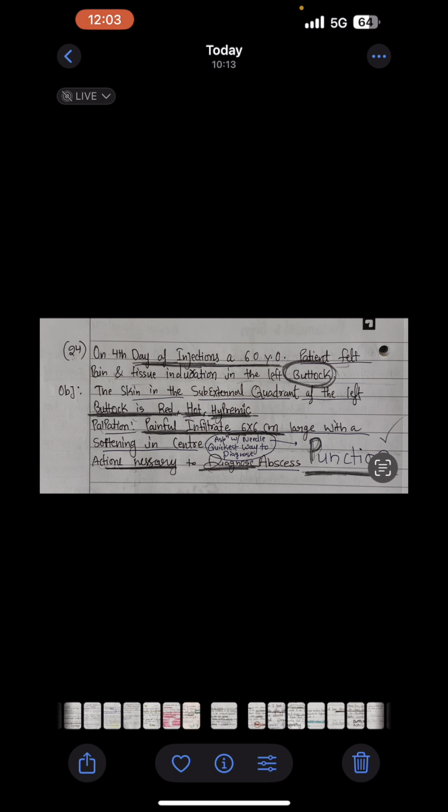On the 4th day after an injection, a 6-year-old patient felt pain and tissue induration in the left buttock. Objectively, the skin on the upper outer quadrant of the left buttock is red, hot, hyperemic, indicating an abscess. Palpation reveals a painful infiltrate 6x6 with a large softening in its center. So what are we going to do in order to diagnose it?